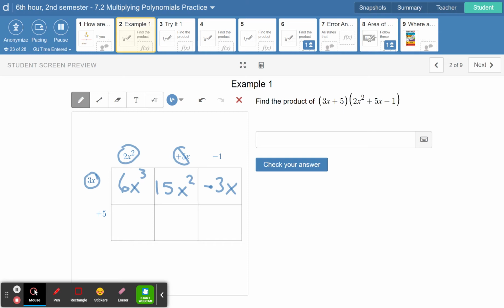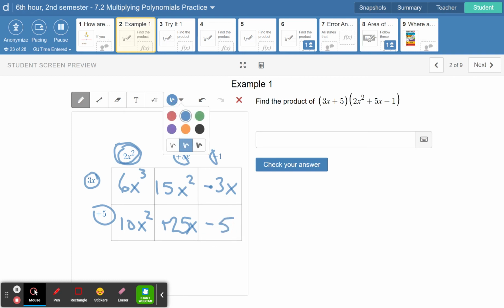Notice that our first row are not like terms. You should not have like terms in the first row. Your like terms happen when we add another row. So we're going to do 5 times the 2x squared now, which is 10x squared. 5 times 5 is 25, drop down the x. And then 5 times negative 1 gets you that negative 5. So now we have like terms. When we combine like terms, same base, same exponent.